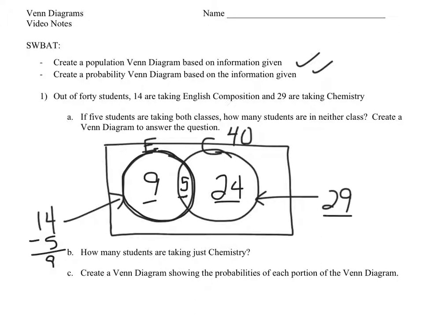If I add all those up, 9, 5, 24, those are the ones that take English or chemistry altogether. So that is considered "or." So this is 38 people total take English or chemistry, or both, if you want to go with that. So you use the word "or both." That's only 38 people. My whole is 40. So all these numbers need to add up to 40, and they don't. They need 2 more. So the 2 is how many people don't take any, so don't take English or chemistry.